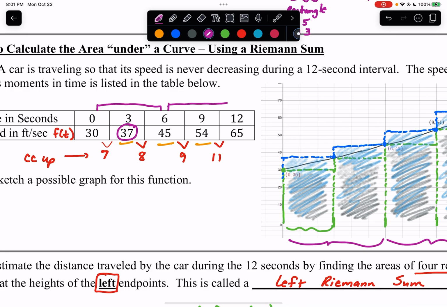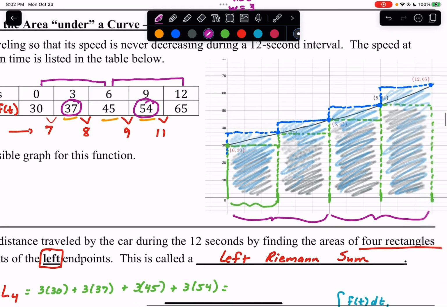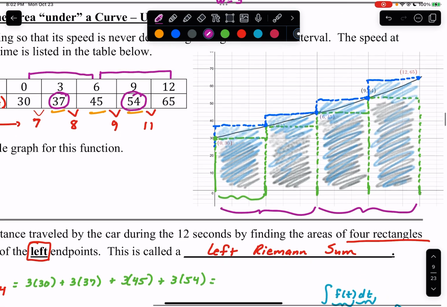Then I'm going to go from 6 to 12. Okay, so you always start here, right? You don't go 9 to 12, right? You go from 0 to 6 and from 6 to 12. That's what creates those 2 rectangles. And then the height of that one is 54. So I can see based on my data exactly what the height is. I don't have to go to the graph.